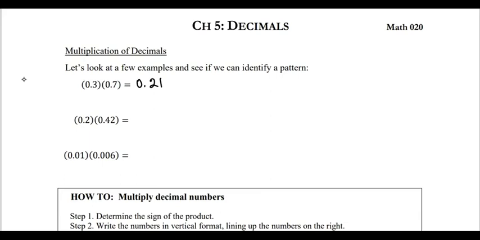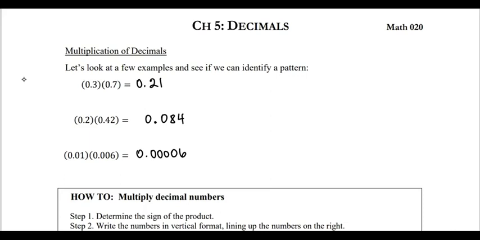Okay. 0.2 times 0.42 is going to give us the answer 0.084. And the last one, 0.01 times 0.06, 206 is going to be 0.2346. Okay. All right. So some of you probably have seen this pattern before or can figure it out.